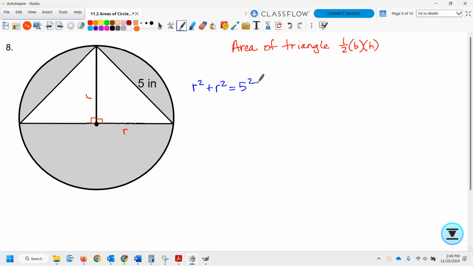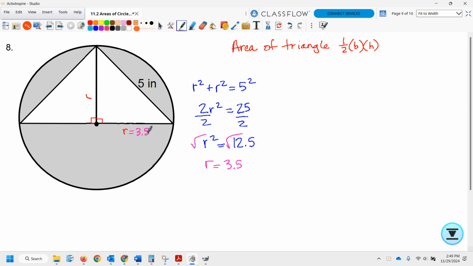All right? R squared plus R squared, 2R squared. 5 squared, 25. All right, no big deal. Divide by 2. R squared equals 12.5. Let's square root this Jimmy John. All right, so get your little calculators out. Square root 12.5, round to the nearest tenth. That means R is equal to about 3.5.